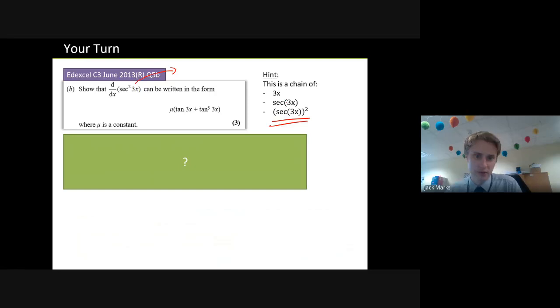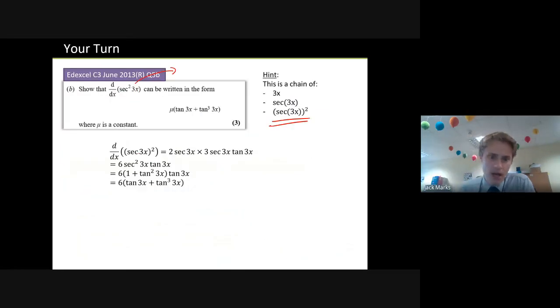Okay, so let's reveal first of all. How can we quickly differentiate this? Well, the outer level, you can think of this as something squared. So that has to be differentiated. What's next inside? Well, it's sec of something. That has to be differentiated as well. And then you also have 3x. All of these parts need to be differentiated and multiplied together.